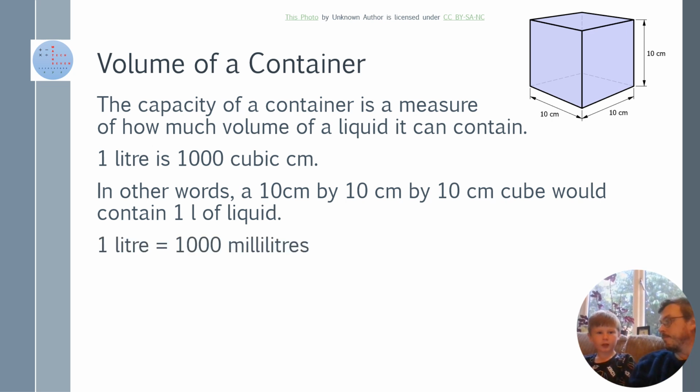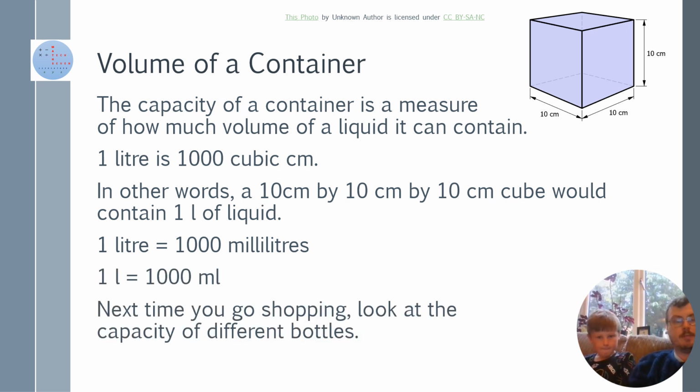So 1 litre is 1,000 millilitres. And that's the same thing abbreviated. So next time you go shopping, if you have a look at different bottles and different containers, you'll see they all have a measurement on there, probably in millilitres.